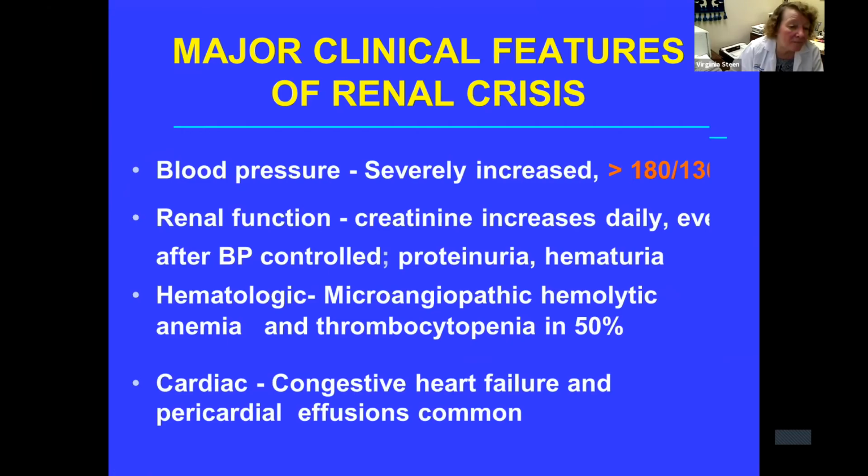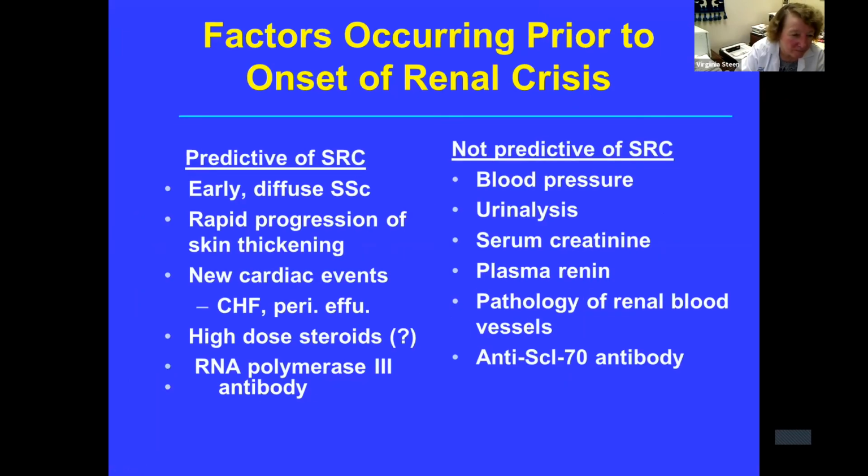Even after the blood pressure is controlled, they may have a little bit of proteinuria or hematuria, but it's not a primary glomerular process. They frequently have microangiopathic hemolytic anemia with thrombocytopenia, and this MAHA is actually seen in about 50% of the patients. It's also associated, because of the malignant hypertension, with heart failure, and pericardial effusions are common.